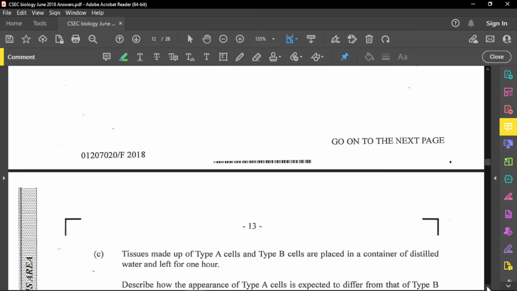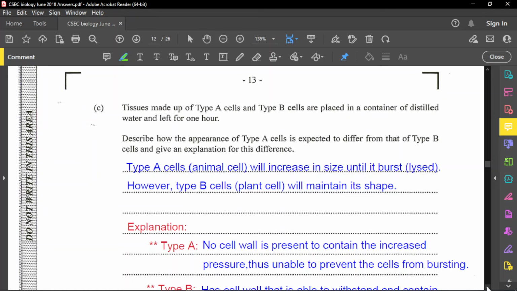And so the next part of the question, which is part C, says tissues made up of type A cells and type B cells are placed in a container of distilled water and left for 1 hour. So type A and type B are two different cells. Type A will be the animal cell, the type B will be the plant cell, and they are placed in distilled water. Describe how the appearance of type A cells is affected to differ from that of type B cells and give an explanation for the difference.